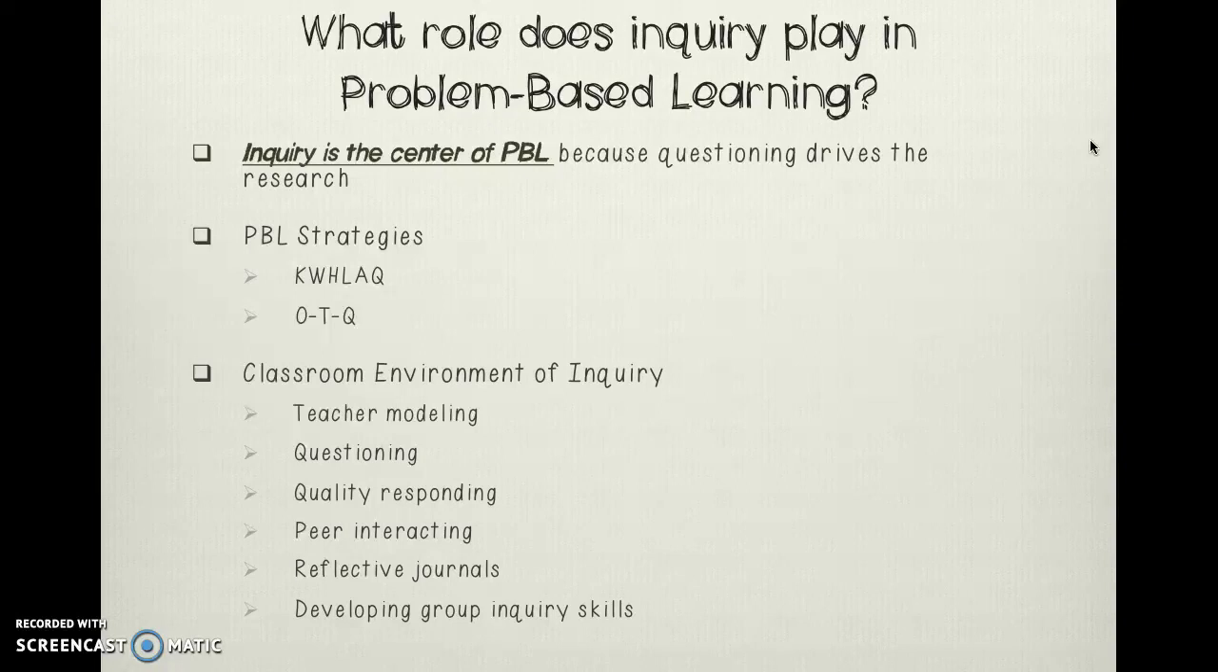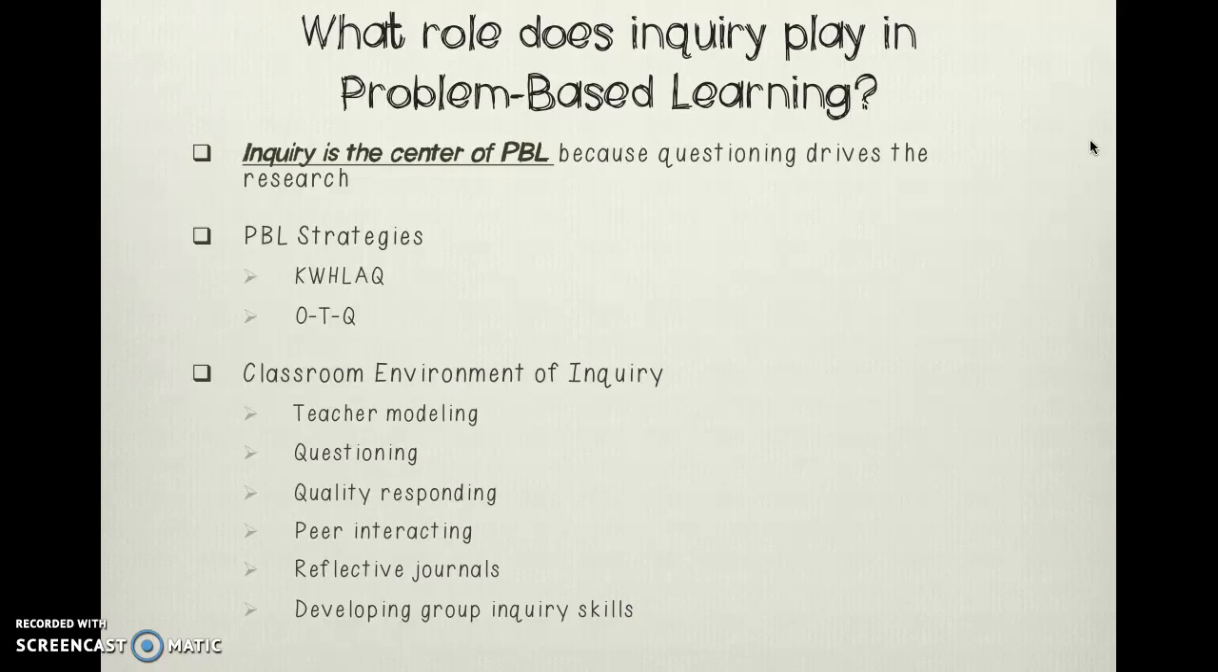The first is KWHLAQ. K, what we already know. W, what we want or need to know. H, how and where do the students plan to search for answers and how will they organize the investigation? L, what's been learned and what's expected to be learned? A, how will the learning be applied both in and out of the classroom? And Q, raising new questions.